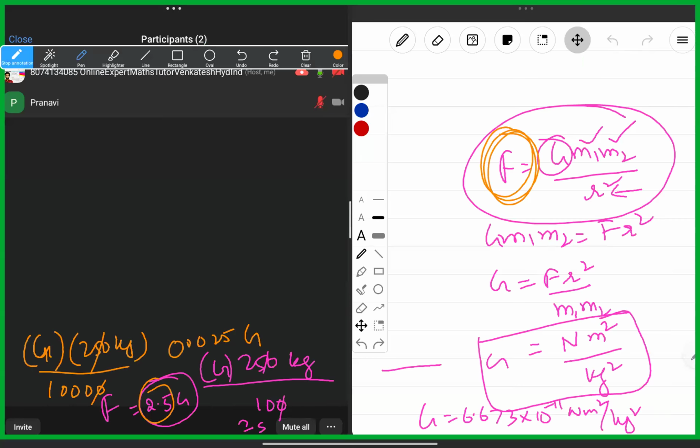So here, we are able to stand because of this principle only, the gravity between the human mass and the earth. Okay, Pranavi? Yes, sir.